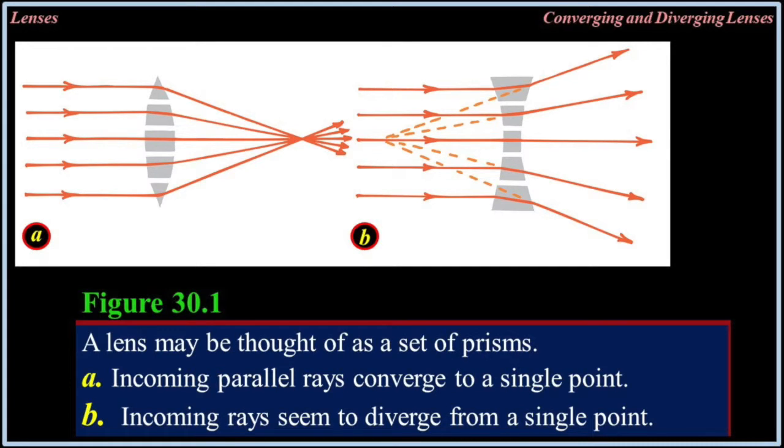When arranged in certain positions, the prisms bend incoming parallel rays so that they converge to or diverge from a single point. The arrangement shown in figure 30.1a is thicker in the middle. It converges the light. Figure 30.1. A lens may be thought of as a set of prisms. A. Incoming parallel rays converge to a single point. B. Incoming rays seem to diverge from a single point.